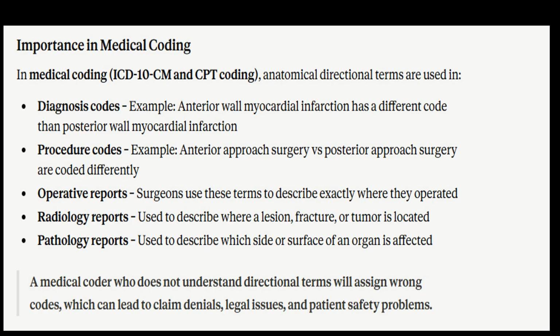Okay, so for example, if someone mentions anterior wall myocardial infarction, it has a completely different code than a posterior wall myocardial infarction. So now you can see two terms are used, anterior and posterior, but these two terms change the entire thing, right? And accordingly, they have to assign the code. So if they don't know the meaning of anterior and posterior, how can they assign the code? For a diagnosis code, they should know about these kinds of directional terms.